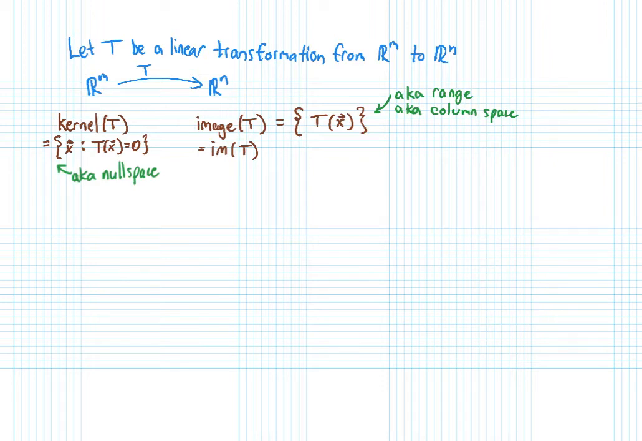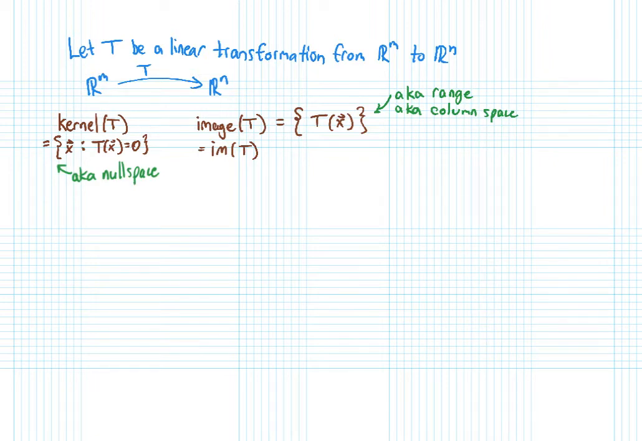So mathematicians might be more likely to use the terms kernel and image, whereas engineers might be more likely to use the terms null space and column space. If you want to talk to both groups of people, then you have to know all the different words that are used. But anyway, let's move past the vocabulary and let's talk about how you actually calculate these things.